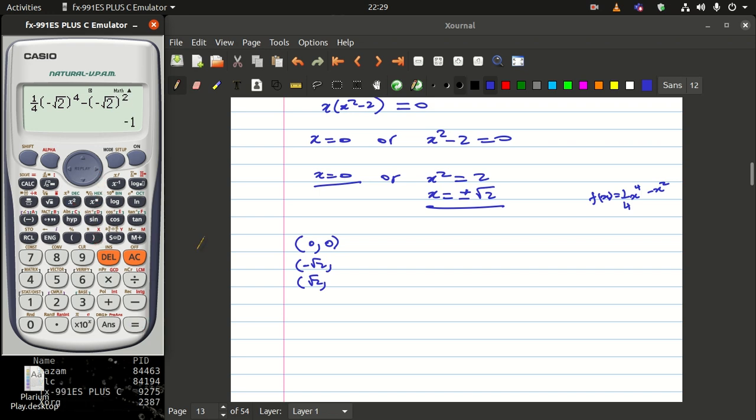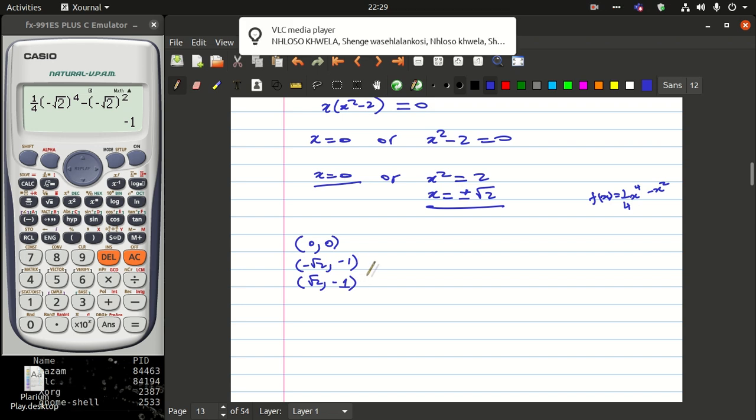So the answer that I'm going to get here is going to be minus 1. Of course, this is x, this is the power 4, this is the power 4. So if this is negative, it's going to be the same as positive, and this one is still going to be the same. So here we'll still end up with a minus 1. So that is going to be the output there.